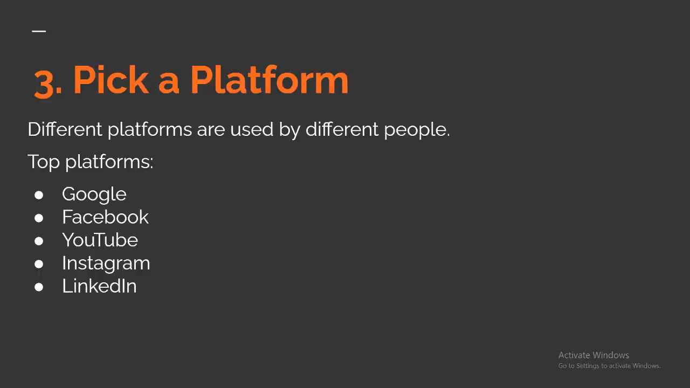So let's move on. The last part is picking a platform to market on. Different platforms are used by different people. Top platforms are Google, Facebook, YouTube, Instagram, and LinkedIn. Now, here's the thing: most of these you will not spend your time on for your main marketing campaigns, like LinkedIn, Instagram, and YouTube. The one that we recommend you focus on is Google, all right? And Facebook in very specific situations, but mainly Google.